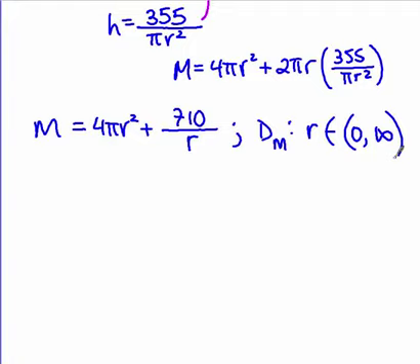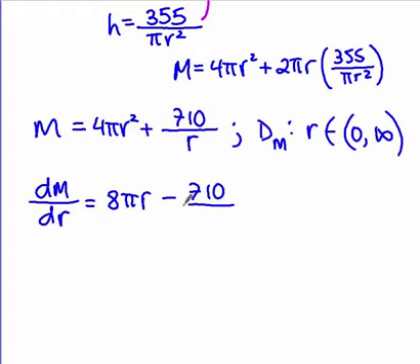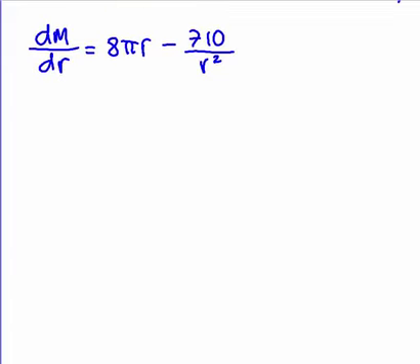But since we don't know anything about the machinery, we just have to do the best we can with the mathematics. Now, we can take the derivative, and I'm going to take the derivative of m with respect to r. And this is going to be 8 pi r here. And the second part is going to be negative 710 over r squared from the Library of Basic Derivatives. And now we do the same thing that we always do. We want to see where does this exist and where does it equal 0.